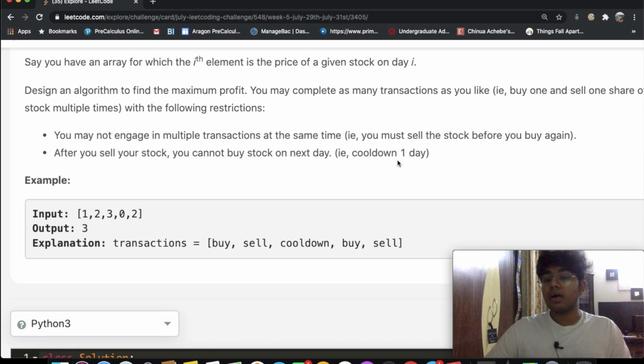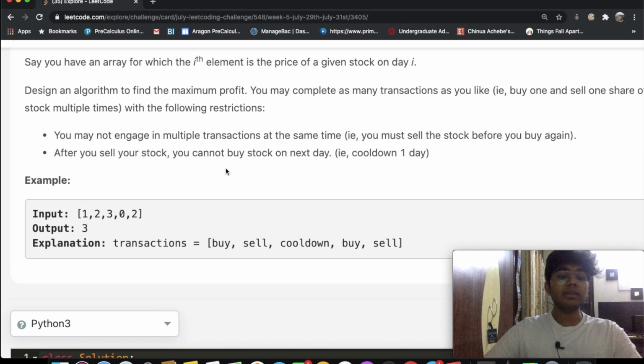So we have something called a cooldown period. After you sell the stock, you cannot buy. So let's say you sell it on day 1, you cannot buy on day 2. You must wait at least 1 day. So you can buy again starting from day 3.